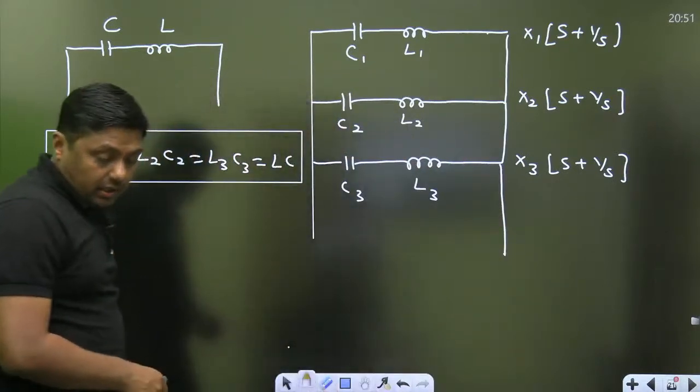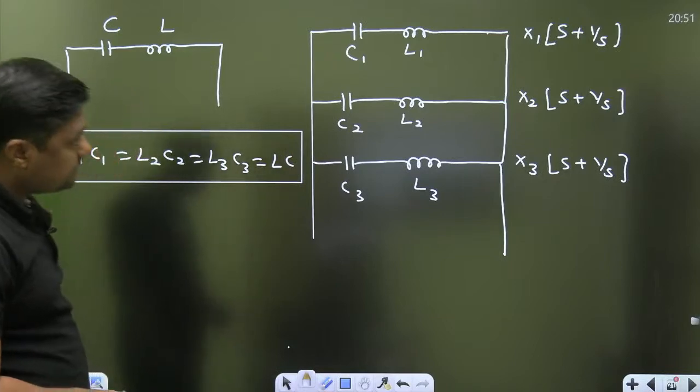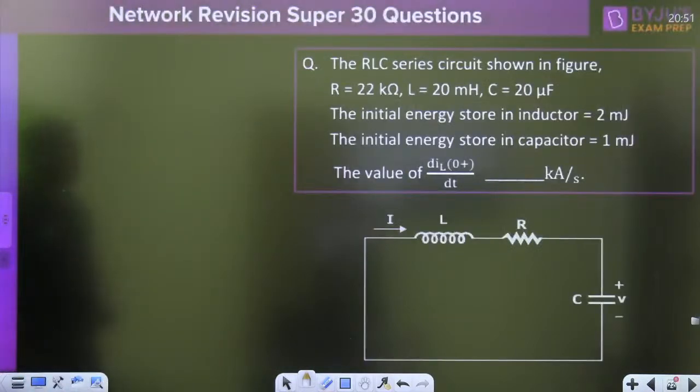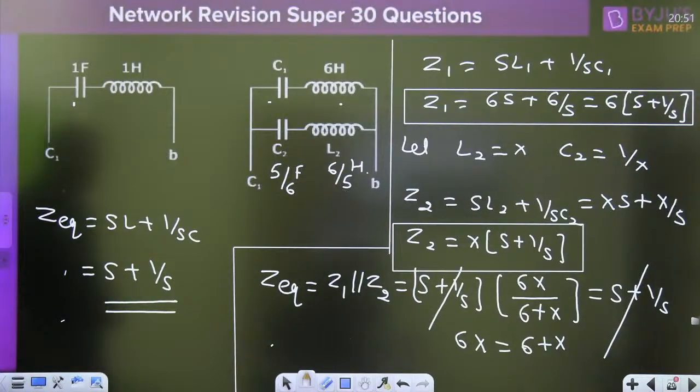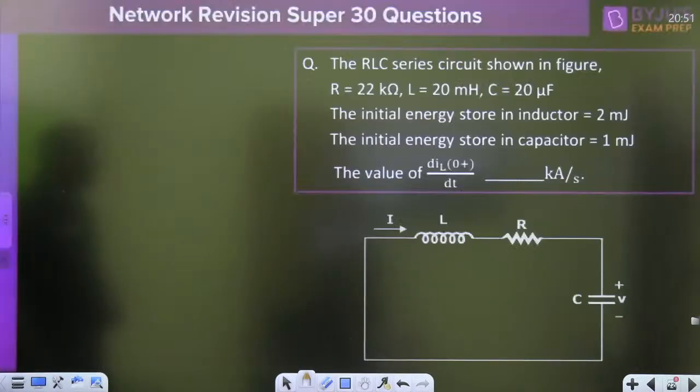If we discuss it here, we will discuss only one question. That is a question from the basics of the inductor. We are calculating the Z equivalent of both the diagrams and equating them. We are getting one condition. It is a necessary condition but not sufficient.